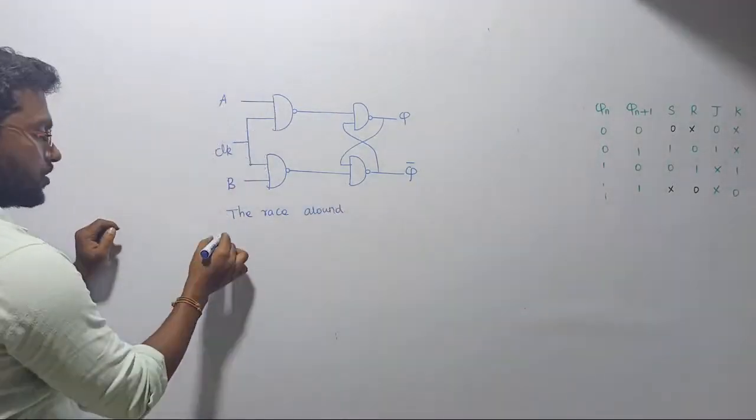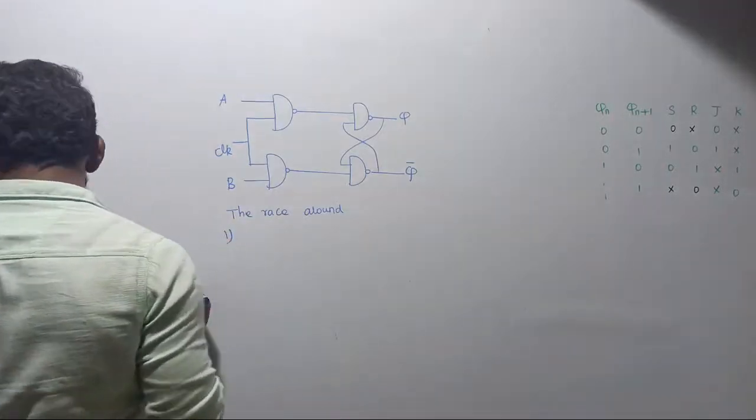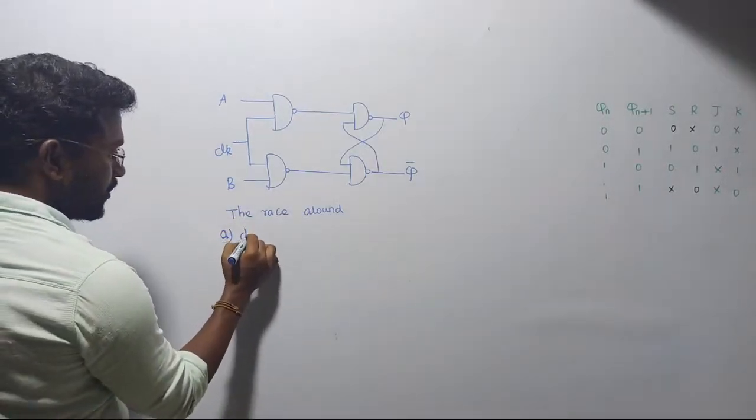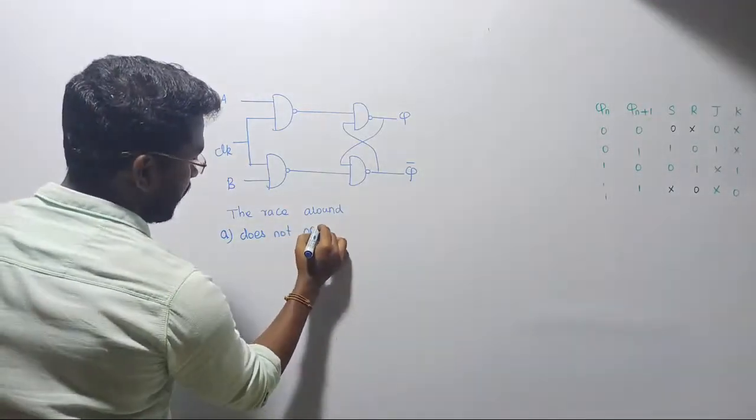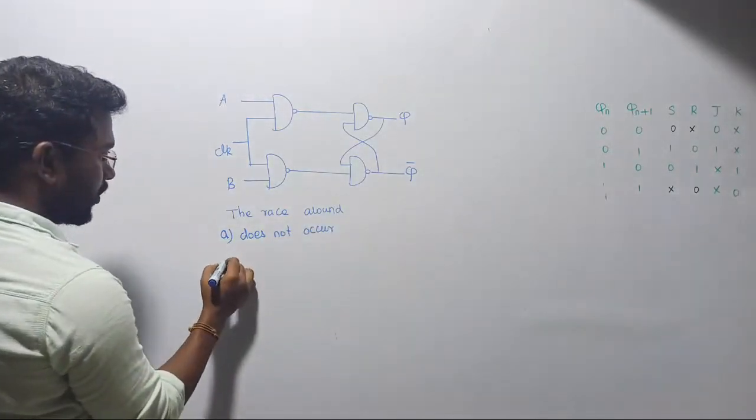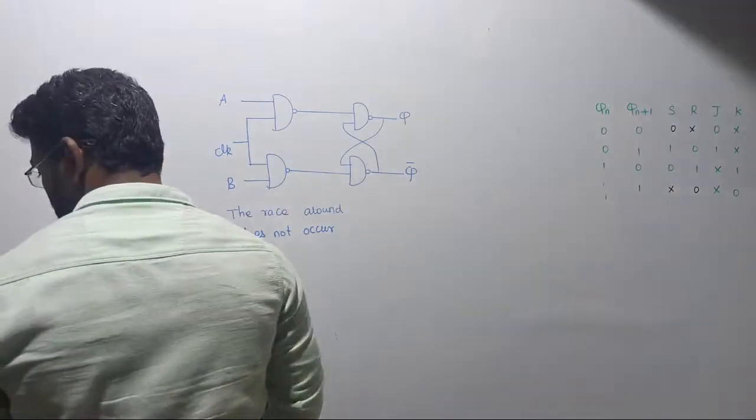They are given 4 options, right? Option A they said that race around does not occur. Can you please post your answer? I am just expecting your answer. You can post your answer in the comment section.